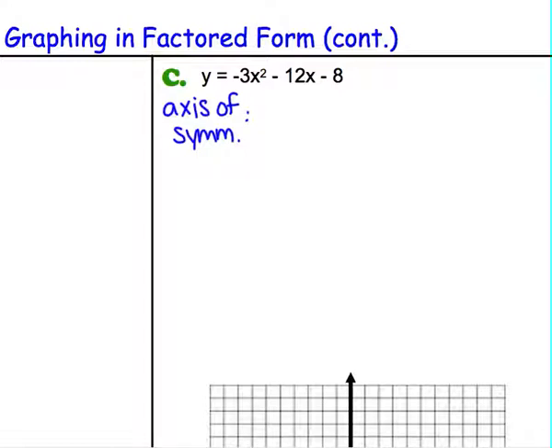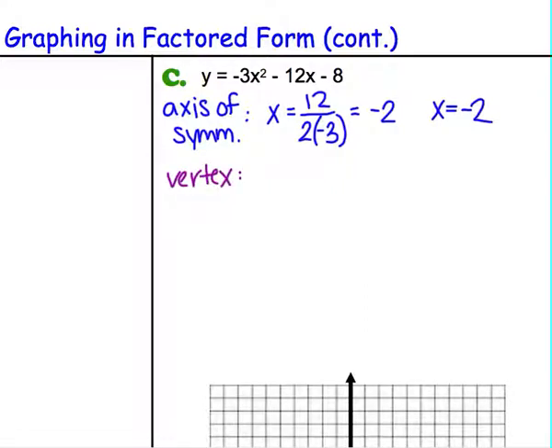And we have the opposite of b, which is 12 over 2 times negative 3. 2 times negative 3 is negative 6. 12 over negative 6 is negative 2. So x equals negative 2. Then we move on to finding our vertex.